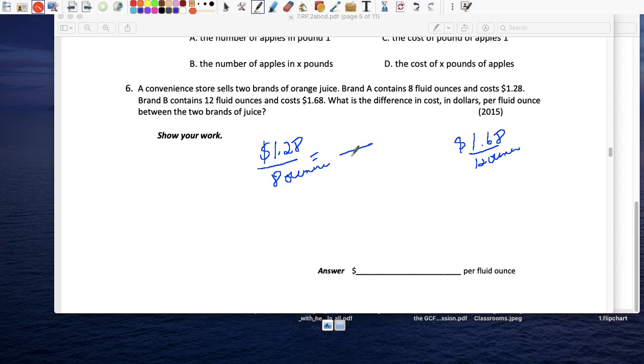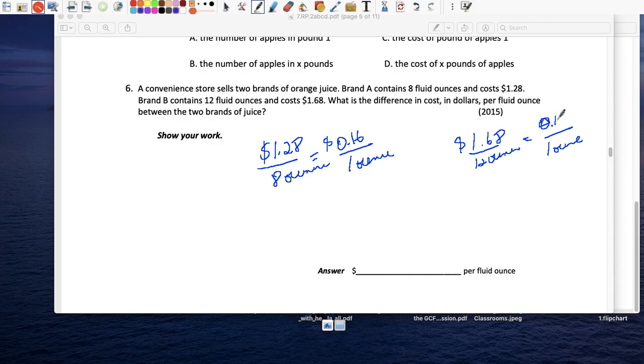Find the unit rate. So find how much 1 ounce costs here. Divide 1.28 divided by 8. So 1 ounce over here costs you 16 cents. And over here, 1.68 divided by 12, you get 14 cents per ounce.